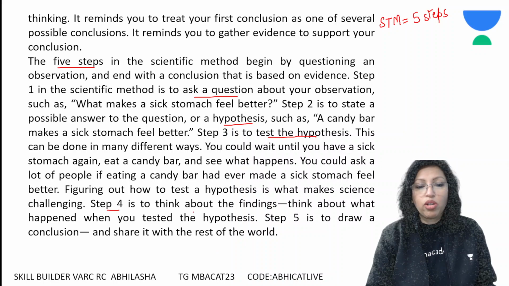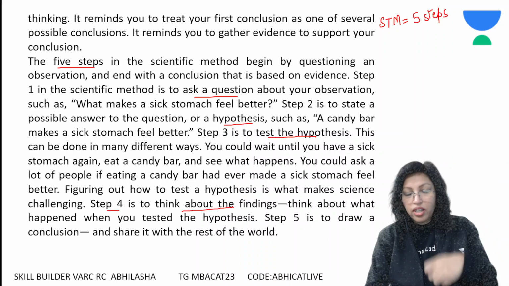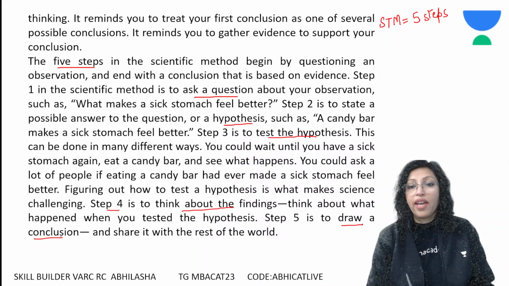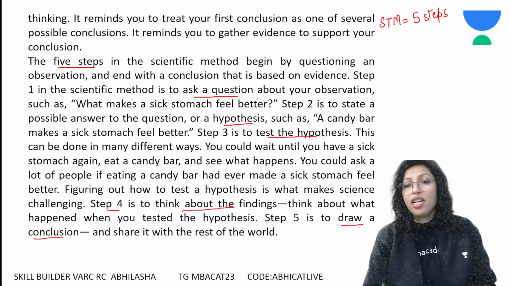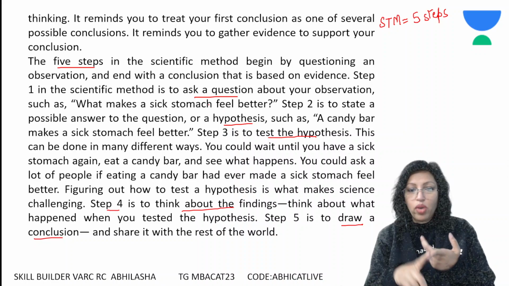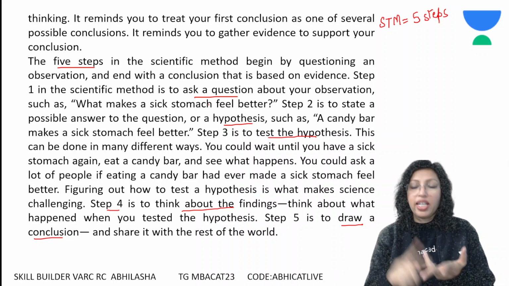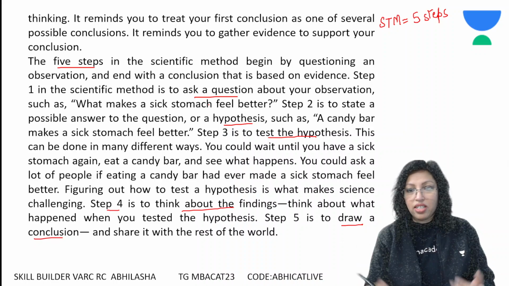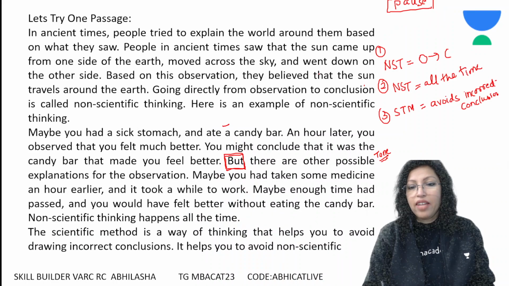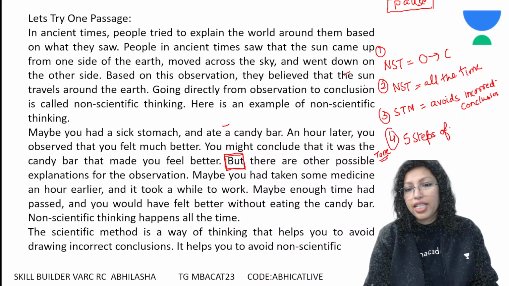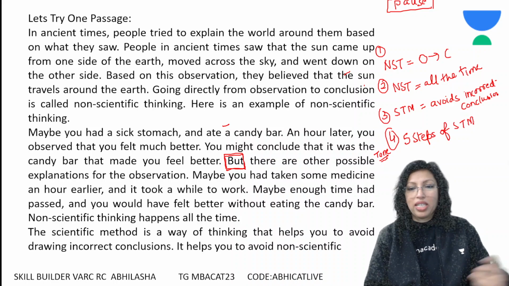Step 4 is to think about the finding. Think about what happened when you tested the hypothesis. So you're trying to reason it out. Step 5 is to draw a conclusion. So you conclude, hey, this is what I have done. So the STM is of 5 steps. You start with a question, hypothesis, then testing the hypothesis, thinking about it, and then drawing a conclusion. And that's the passage. So if you look at the passage, and I will write the 4th paragraph here again, para 4 talks about the 5 steps of STM, the scientific thinking method. And this is what your passage is all about.